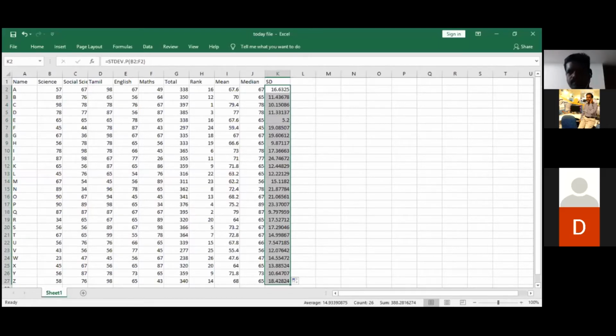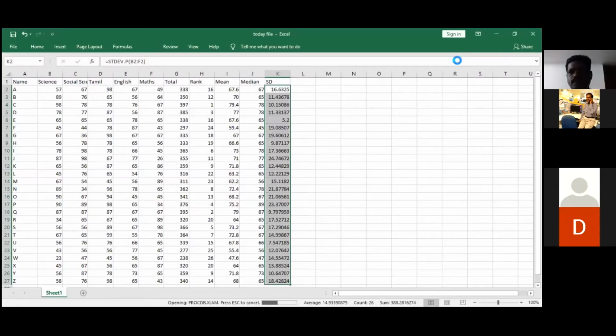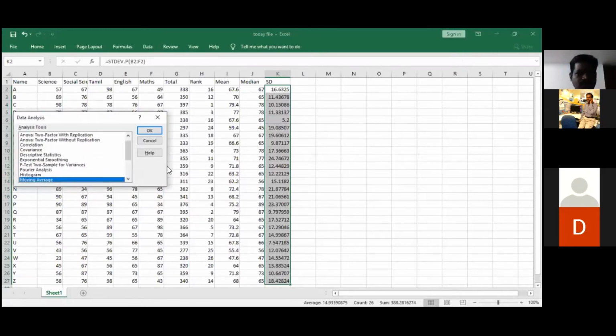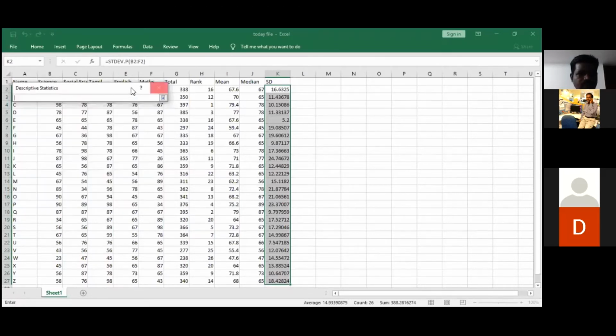Proceed, sir. Okay. Then go to Data, then Data Analysis. Select Data Analysis, and a small dialog box opens. Then go to Descriptive Statistics and click OK. Then input range.